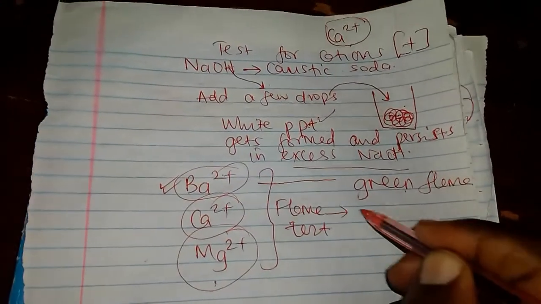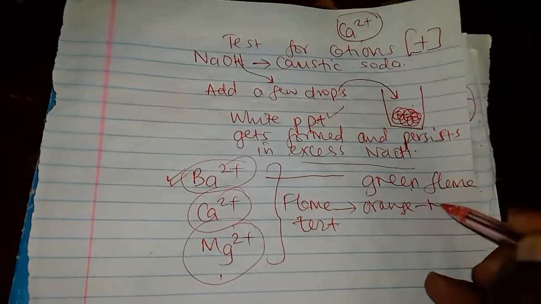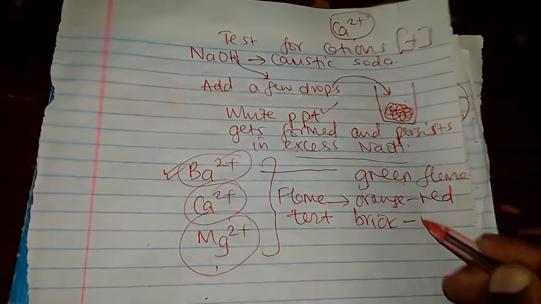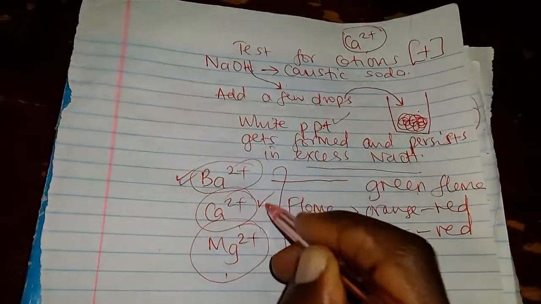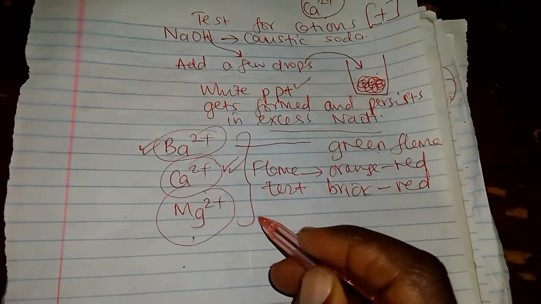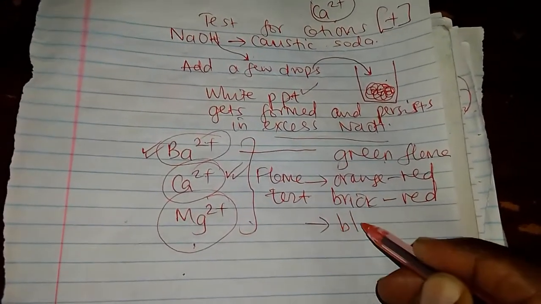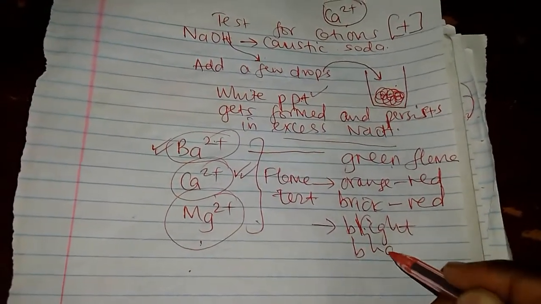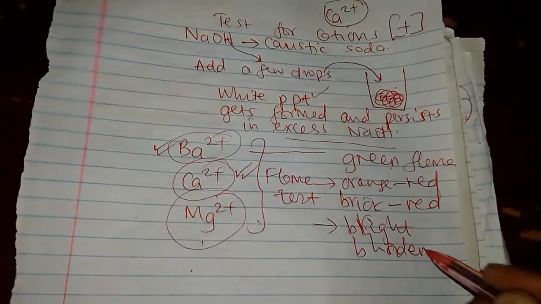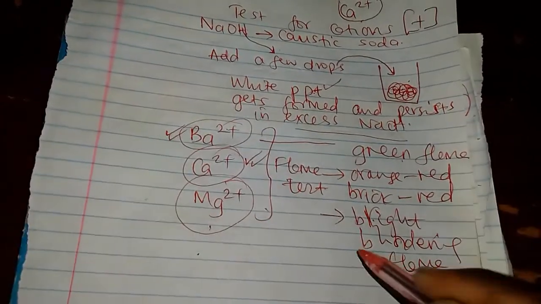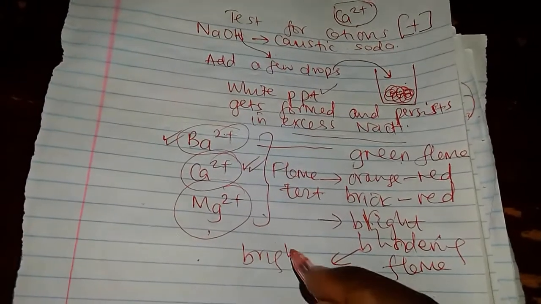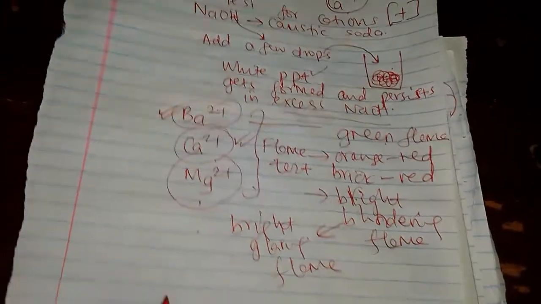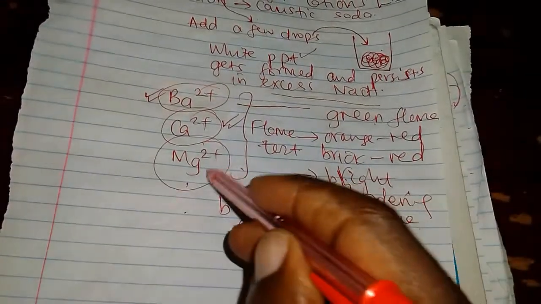But if you see what you call an orange red or a brick red flame, that tells you calcium ions are present. But if you see a bright blinding flame, or sometimes they refer to it as a bright glaring flame, that tells you magnesium ions are present.